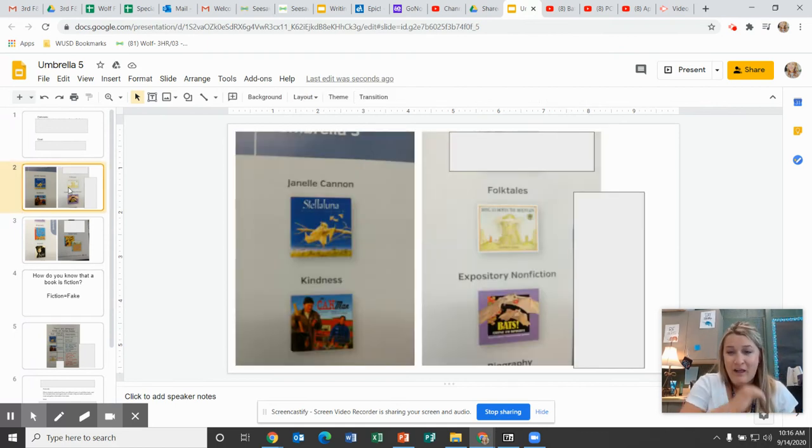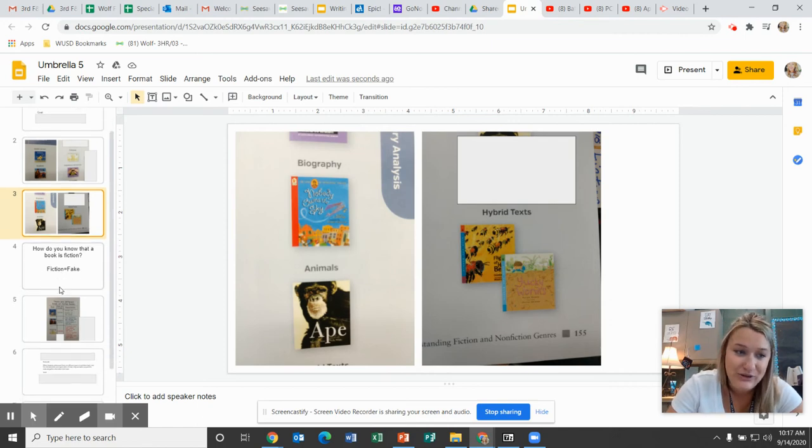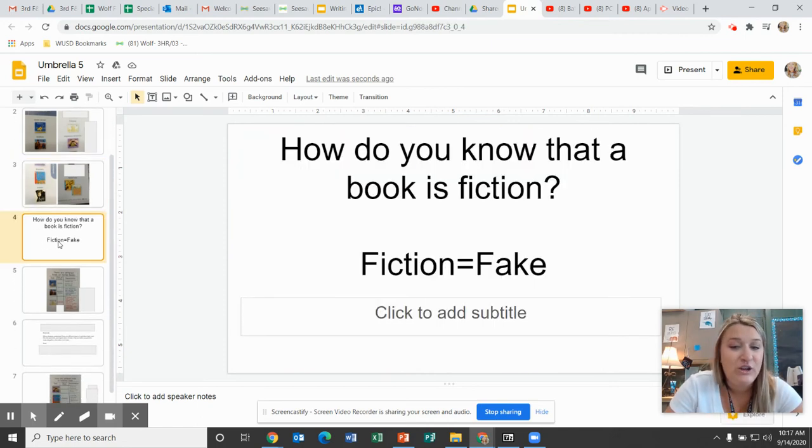Now let's review real quick. We went over all of these books briefly and quickly. Normally in a school year, we'd be able to actually read these books and have them in front of us. But we are virtual, so this is what we're doing. We have Stellaluna, The Can Man, Ming Lo. We have Bats. We had a biography. We had Ape, and a hybrid text that we didn't get to yet. We know that fiction equals fake, and nonfiction is not fake.